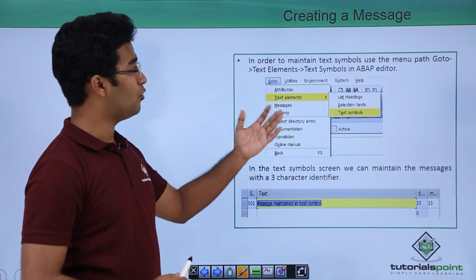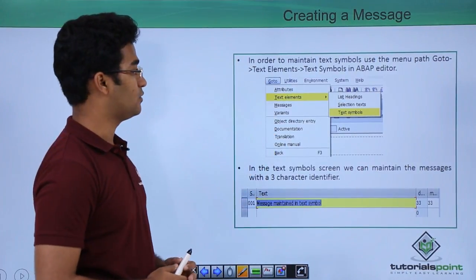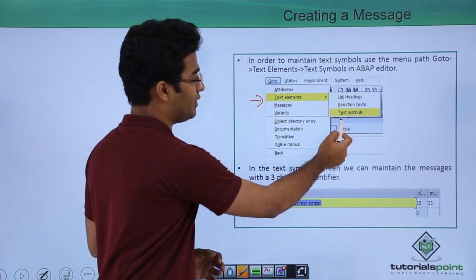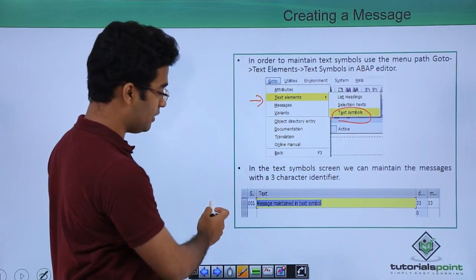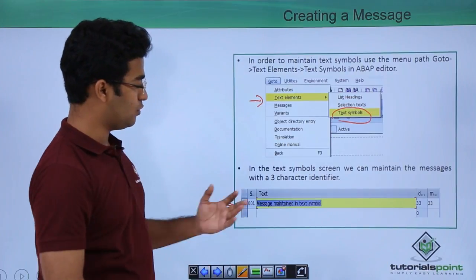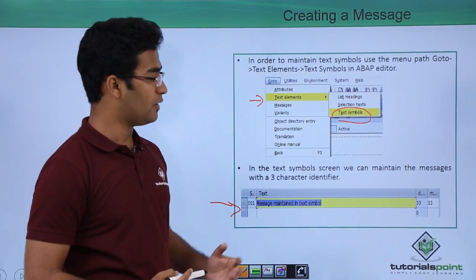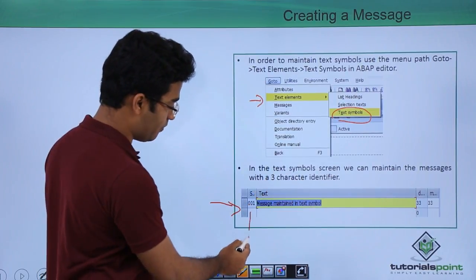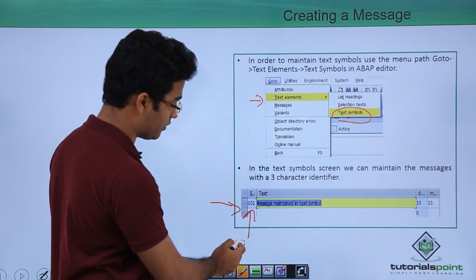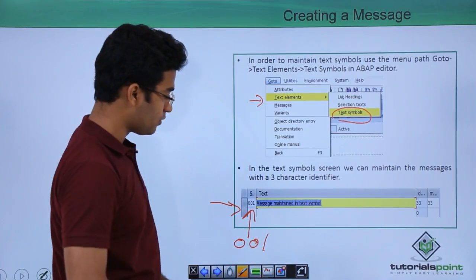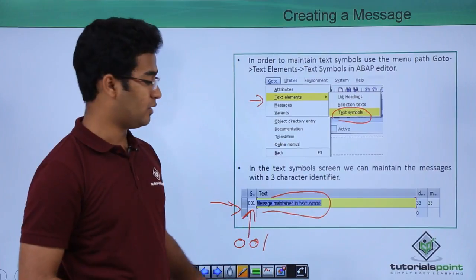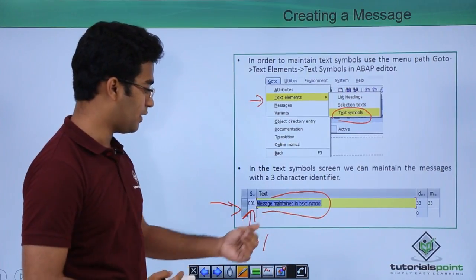So let us see how to create a simple message. For that we have to go to text elements and then select text symbols. In text symbols we will get a screen similar to this. In this text symbol screen we can maintain the messages with a 3-character identifier. We have maintained a 3-character identifier, that is 001, and we have maintained our message text here.